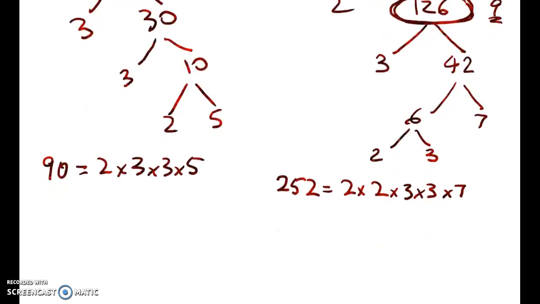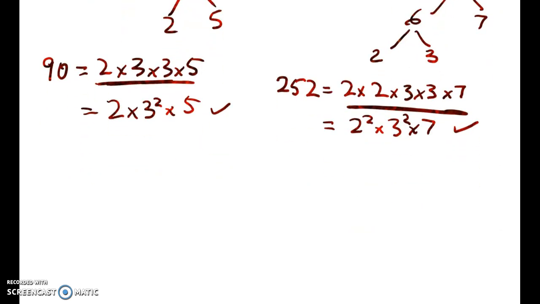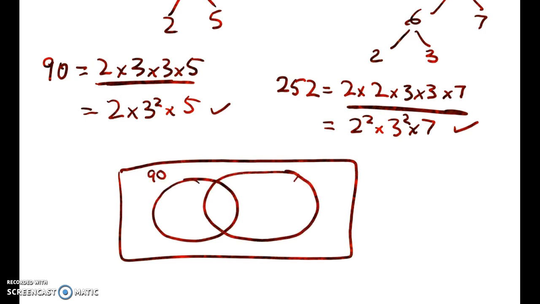Now usually if we were stopping here, we'd put those into index form, right? And we'd go 2 times 3 squared times 5, and 2 squared times 3 squared times 7. And we can still do that, that looks nice, but for working with the Venn diagrams, it's actually better to stop at this point and start putting things into the Venn diagram. So in this one, we're going to have the factors of 90, and in this one, I'm going to have the factors of 252. I don't know why I drew that bigger, it doesn't matter.